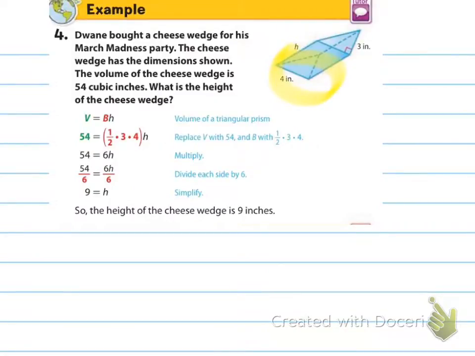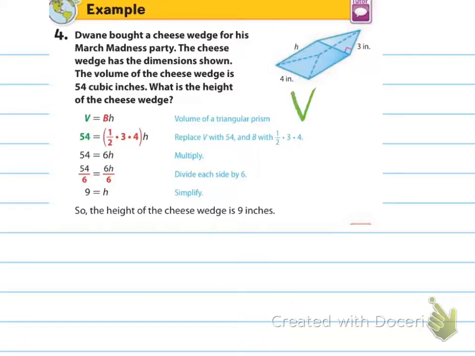Example number 4 says Dwayne bought a cheese wedge. How wonderful for him. For his March Madness party. That must be very exciting to buy a cheese wedge. The cheese wedge has the dimensions shown. The volume of the cheese wedge is 54 cubic inches. What is the height of the cheese wedge?